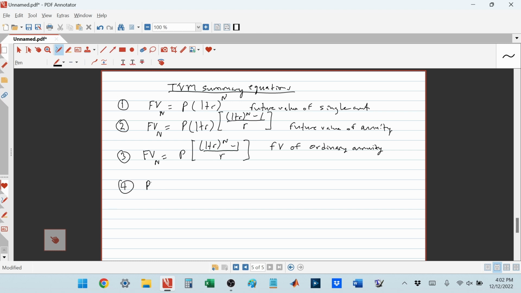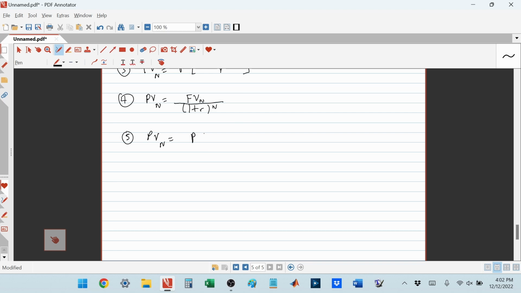And then the present value concepts. Present value of a single amount. Just that future value that you expect to receive discounted back to today's dollars. Present value of an annuity due is given by this formula. Don't forget the minus n here. And then finally, the present value of an ordinary annuity is given by this formula.